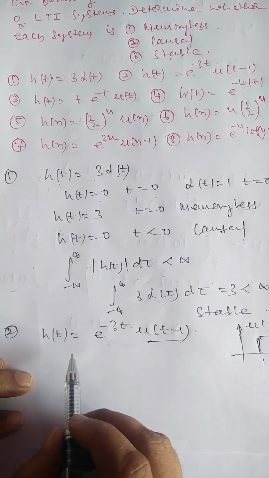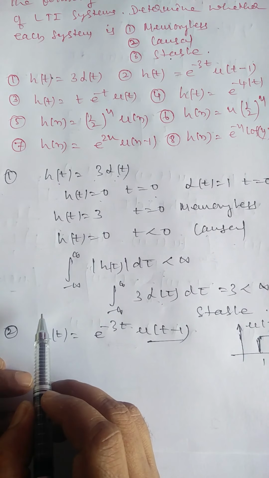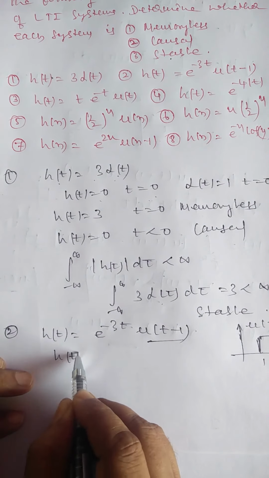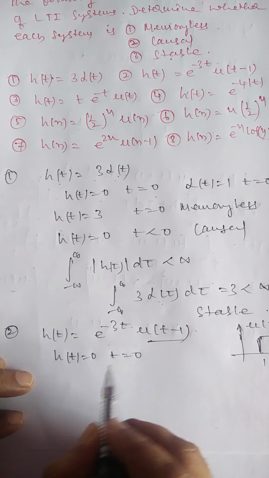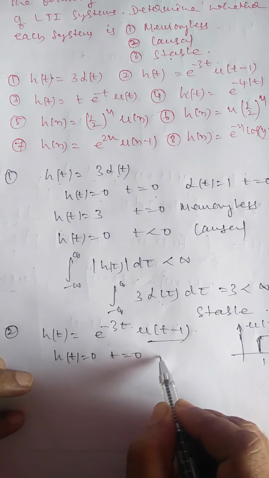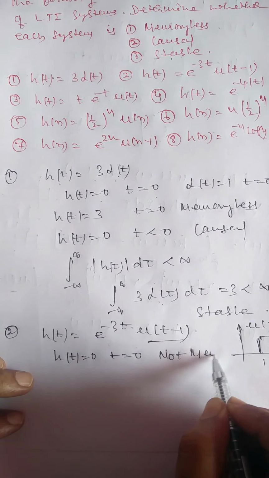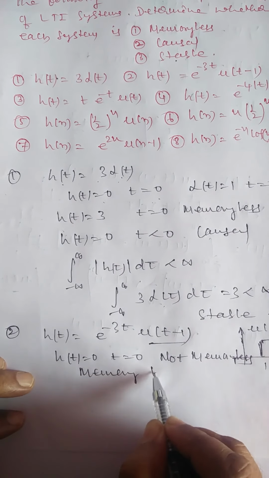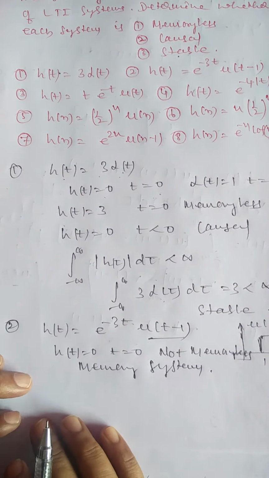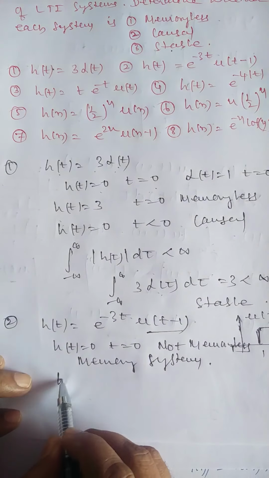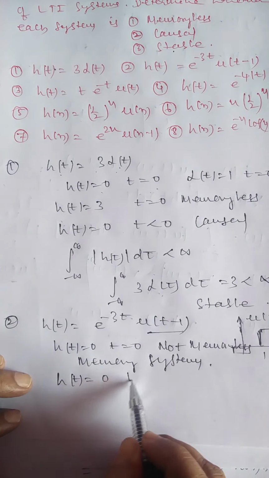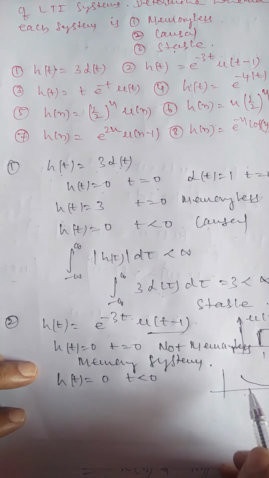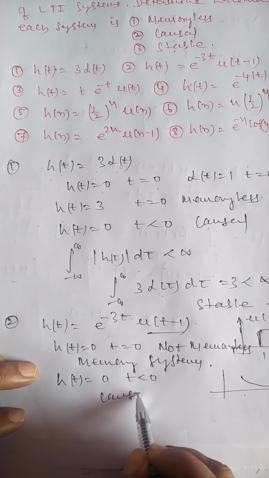Now, as per the definition of the memoryless system, a system is said to be memoryless if h of t equals 0 when t is not equal to 0. Hence, this condition is not satisfied here, and the system is said to be not memoryless, or a memory system. Is it causal or non-causal? It is a causal system because it satisfies the condition that h of t is equal to 0 when t is less than 0. Because this signal exists only from 1 to infinity. On the left hand side, this signal does not exist, and the system is said to be causal.